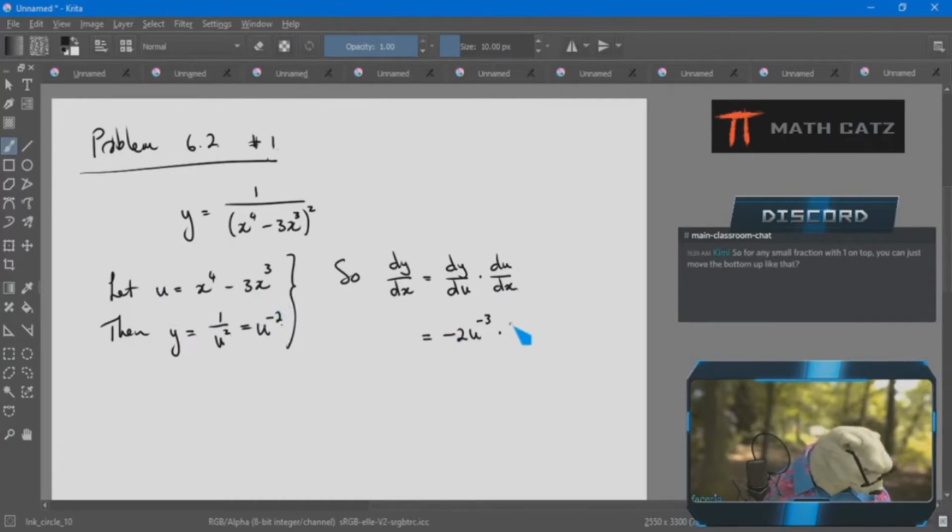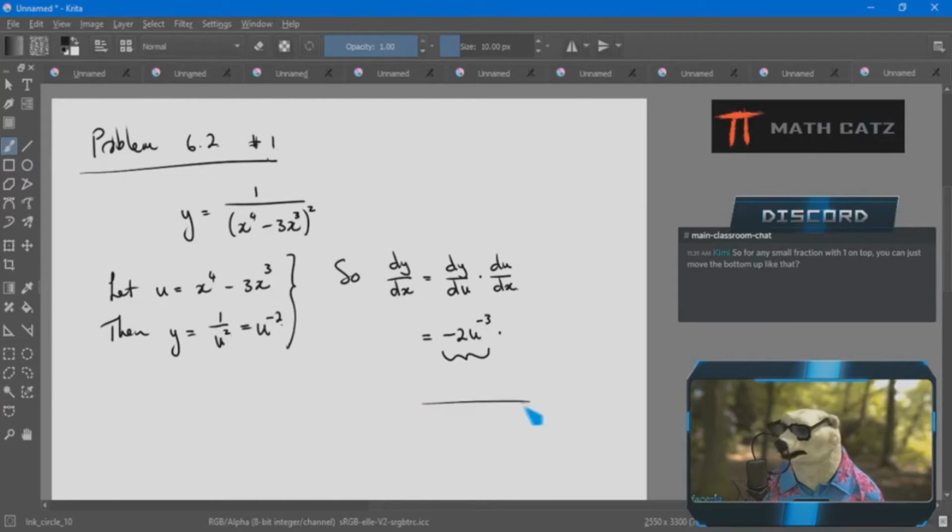Let's check here. So for any small fraction with 1 on top, you can just move the bottom up like that. Absolutely I can, yes. Now I'll show you in a second here that you could have seen this as a fraction, a quotient, and use the quotient rule, I guess let's just do that now.